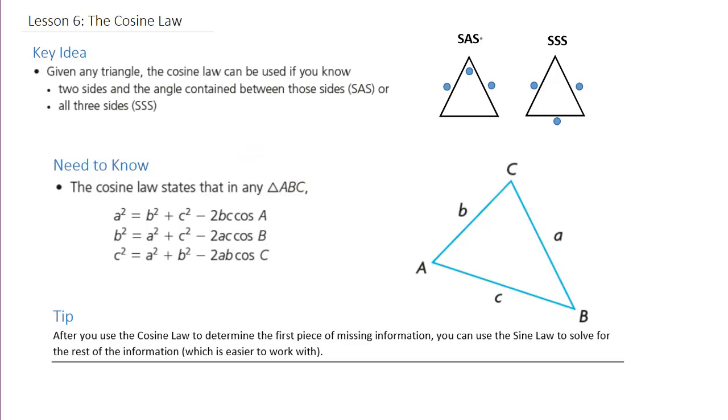So look here, in both these scenarios, side angle side or all three sides, I don't have an angle and a side across from each other. In this case I have this angle but I don't have the side across from it, so that's not going to work. And in this, none of them know the angles, so none of them have the angle across from it, so none of them are going to work. Those are the scenarios where we have no choice and we have to use cosine law.